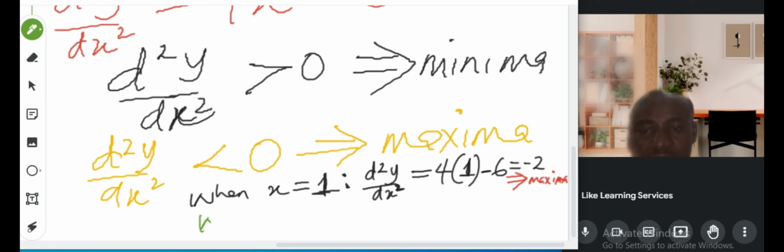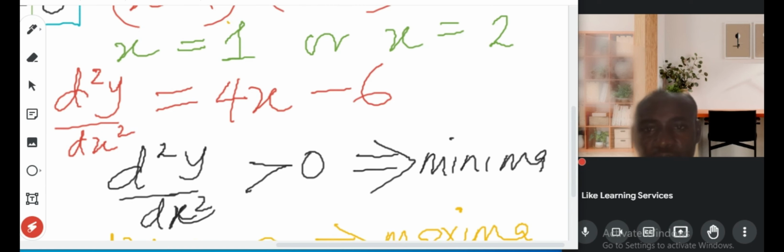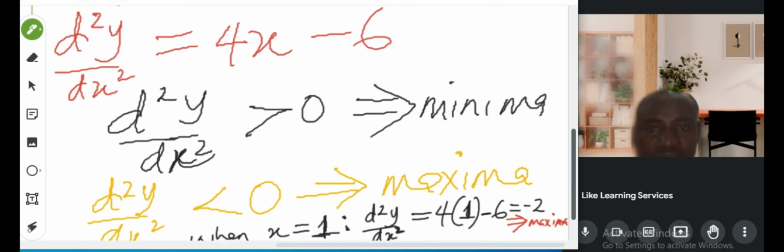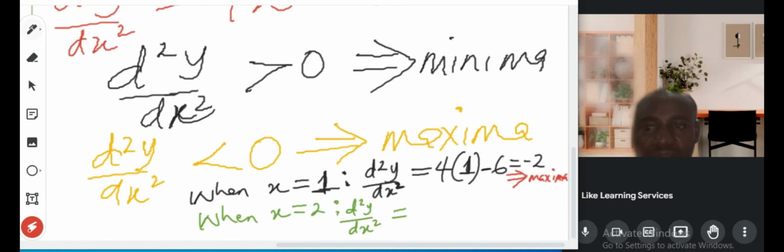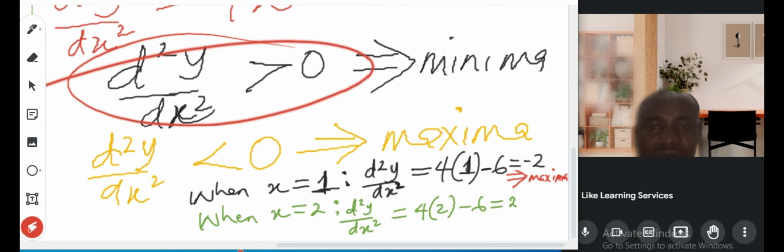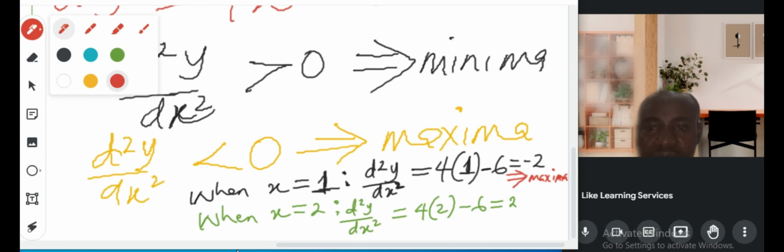The second one: there are two values of x, 1 and 2. Let's check for when x is equal to 2. We substitute into the second derivative, 4x minus 6. So we have 4 times 2, then minus 6, because x is equal to 2 at this point. That gives us 8 minus 6, which is 2. This is greater than 0, so it is a minima at that point.